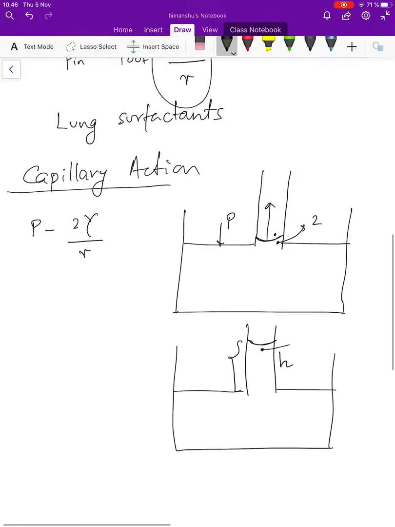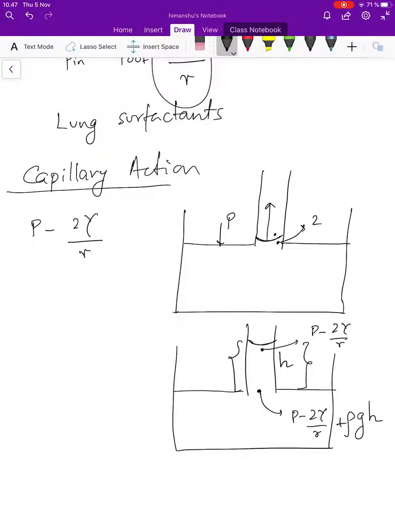The pressure right below the interface is equal to P minus 2 times gamma by R. But the pressure here now is equal to P minus 2 times gamma by R plus the hydrostatic pressure of the liquid in the column, which is equal to the density of the liquid, the gravitational constant multiplied by the height. At equilibrium, the pressure here at this point will be equal to the pressure here. So the liquid will not rise or fall any further.